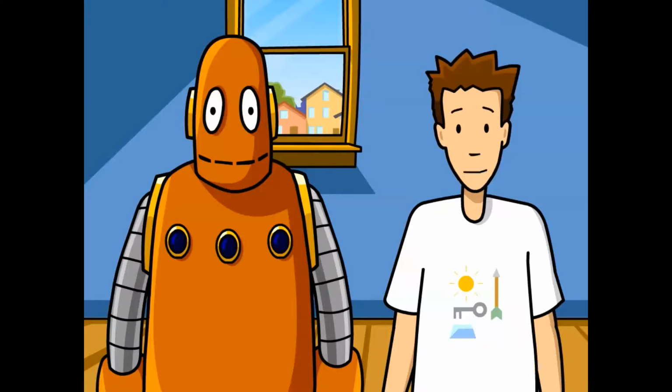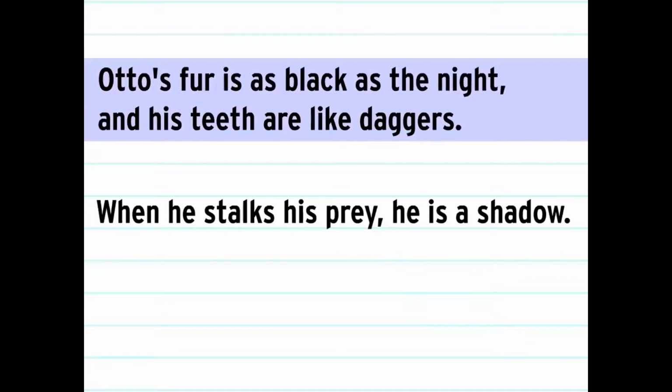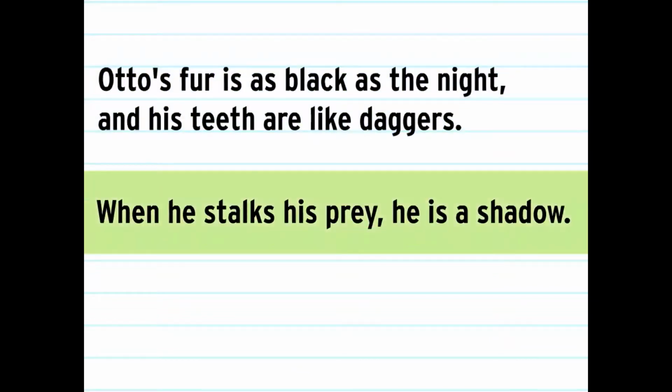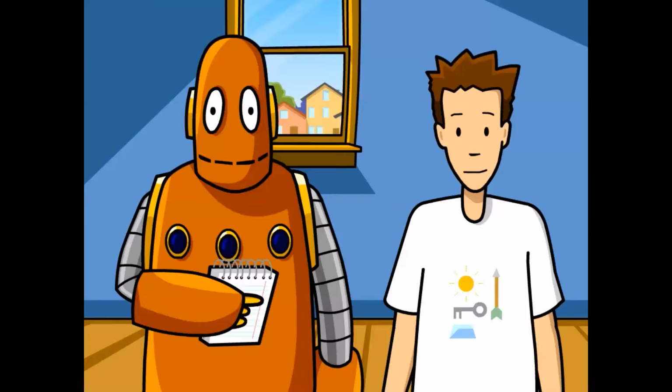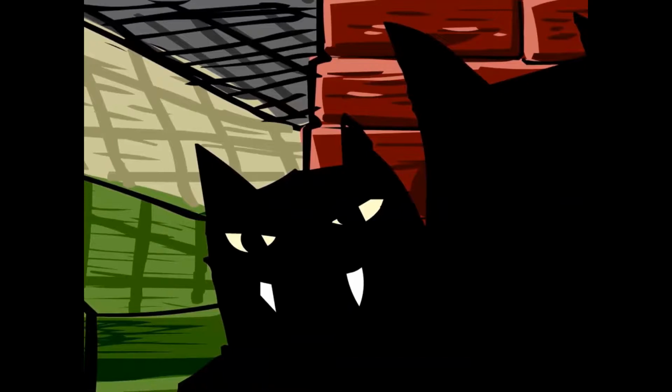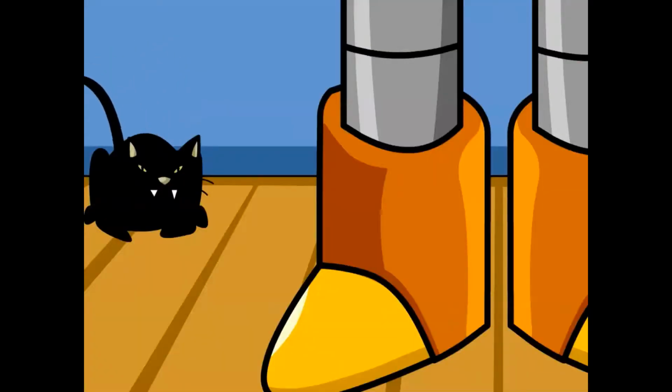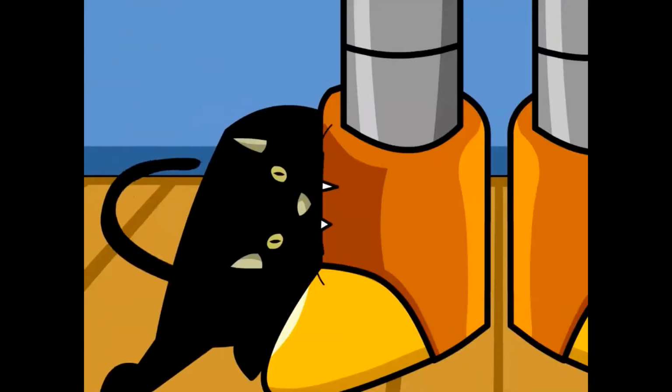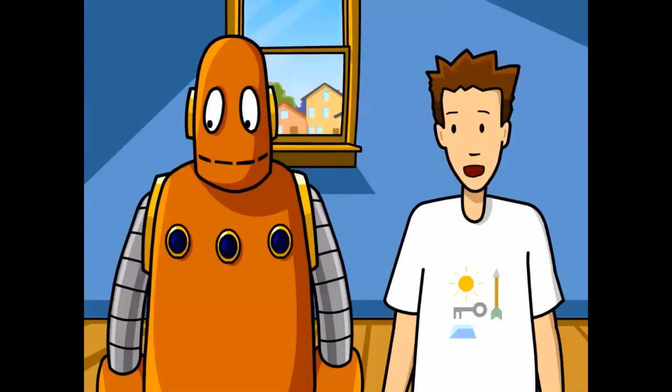So, Otto's fur is as black as the night, and his teeth are like daggers. Those two comparisons are similes because we're saying that one thing is a lot like another thing. When he stalks his prey, he is a shadow. That's a metaphor, because we're saying that one thing is another thing. That's a whole lot better. The language is more poetic, conjuring up vivid images in the mind of the reader. Hey, where is Otto anyway? Looks like he got you.